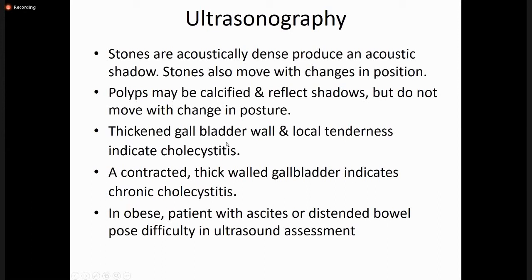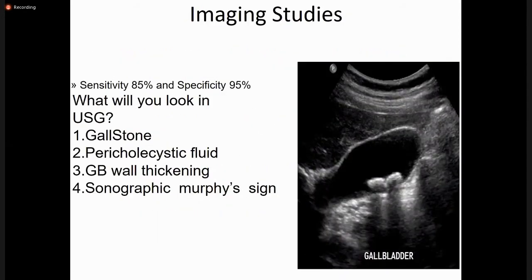The thickness of the gallbladder and the local tenderness may indicate cholecystitis. A contracted, thick-walled gallbladder indicates chronic cholecystitis, and in obese patients, or in patients with ascites, there might be a compromised ultrasound. So ultrasound may have its own limitations as well. In imaging studies, ultrasound is 85% sensitive and 95% specific for gallstone disease.